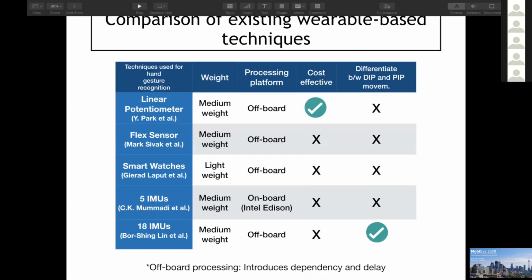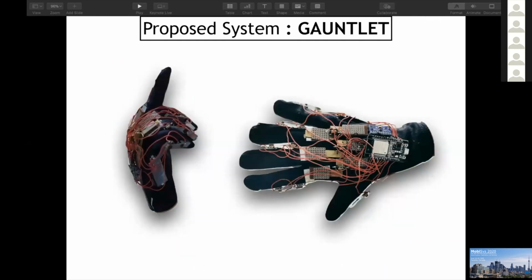As you can see, there are existing wearable-based techniques. Most of these techniques perform the processing off board, on a nearby system, on a laptop or something. So that introduces dependency and delay also. Apart from that, they are not cost effective, and they are not able to detect every joint movement of the hand. So here we come. Here is Gauntlet, a seamless and lightweight wearable to detect every joint motion of the hand.